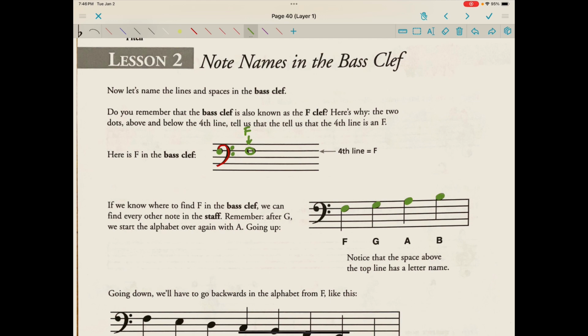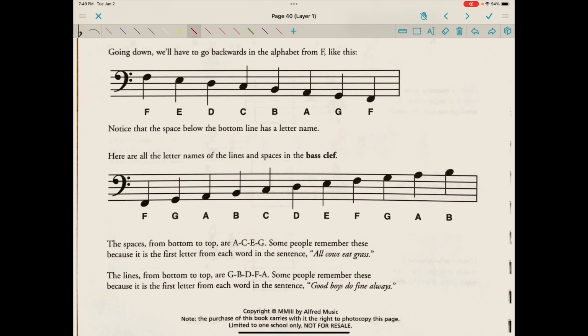Notice that the space above the top line has a letter name. So he's talking about this note, the B, which even though it is not an official space note because it does not fall into space 1, 2, 3, or 4 on the staff, it functions a little bit like that because it is on the space directly above the note on line 5, which is why we can easily label it as a B. Going down, we'll have to go backwards in the alphabet from F, like this. F, E, D, C, B, A, G, F.